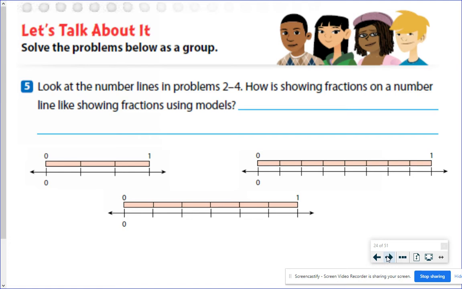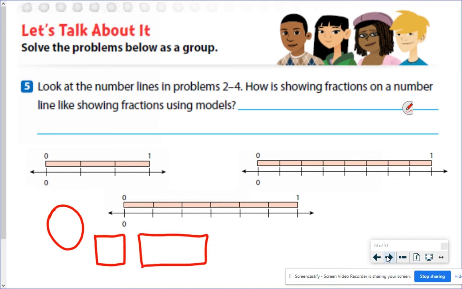If we look at these number lines that were on problems 2, 3, and 4, we can talk about how showing fractions on a number line is like showing fractions using models. I keep talking about how we would have a circle or a whole shape and we partitioned it or broke it up into equal sized pieces. Showing fractions on a number line is just another way of showing how it can be broken up into equal sized parts. Instead of with a shape, we're using a number line instead.